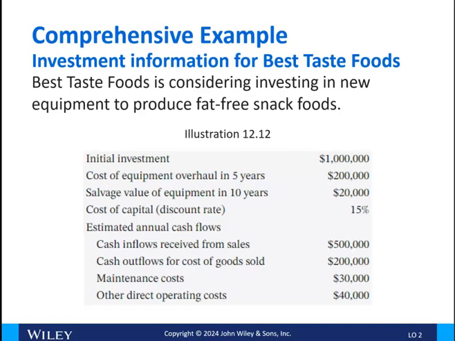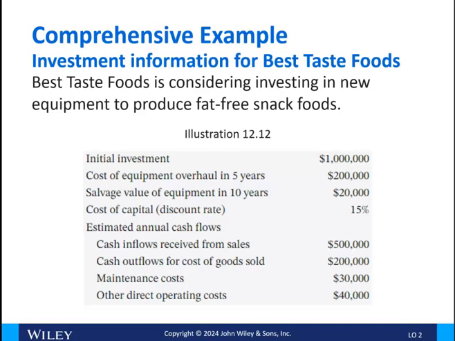So let's walk through another example. Best Taste Foods is considering investing in new equipment to produce fat-free snack foods. So we have all this information. The initial investment's $1 million. In 5 years, we're going to have an equipment overhaul. It's going to cost us $200,000. Our salvage value of the equipment in 10 years is 20%. Our cost of capital, our discount rate is 15%.